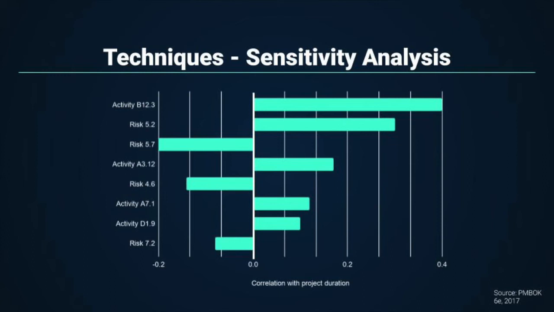This analysis helps project managers determine which risks have the most potential impact on outcomes so they can narrow in on and mitigate the most important ones. You'll often see a sensitivity analysis displayed as a tornado chart, like the one here. This example shows the correlation various risks and other activities have with project duration. The items are listed in descending impact, giving the chart its tornado shape.